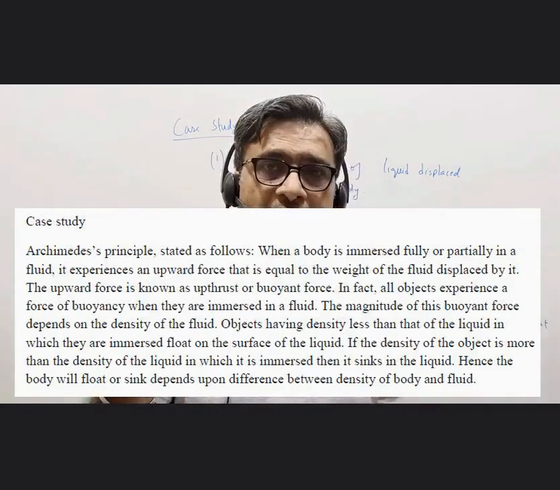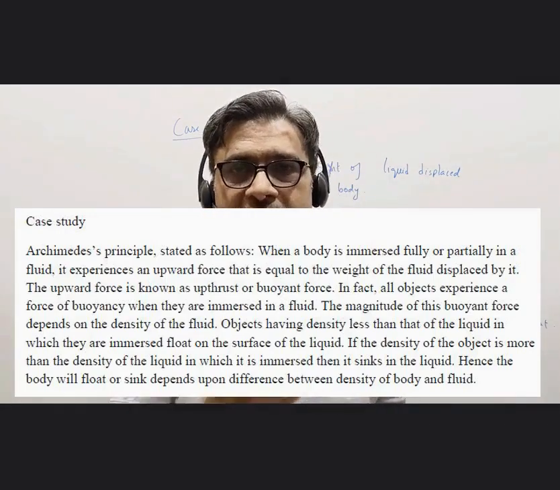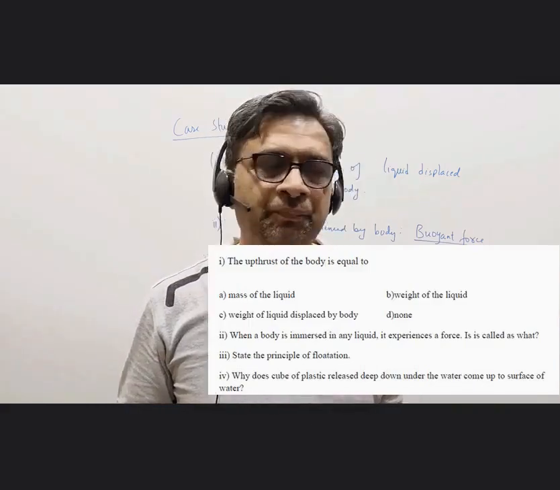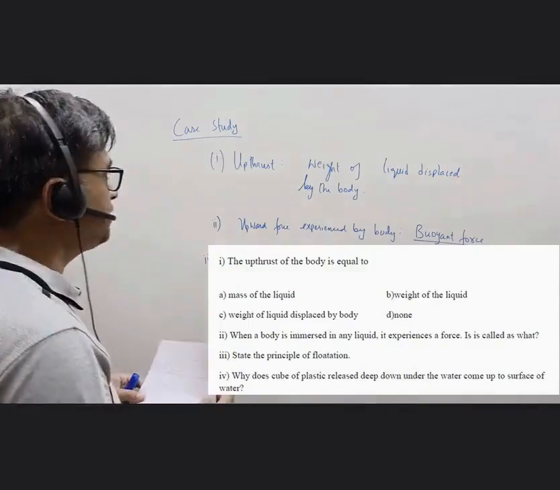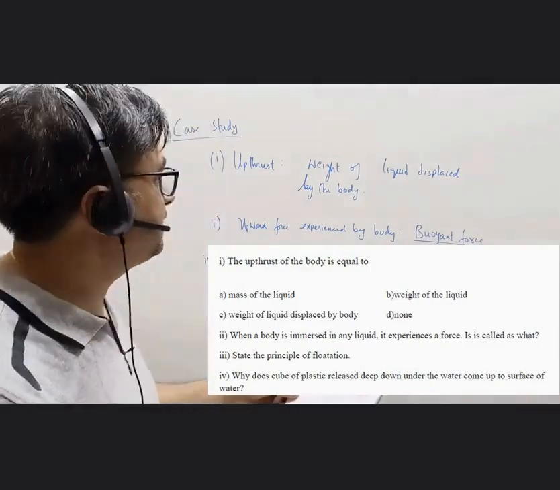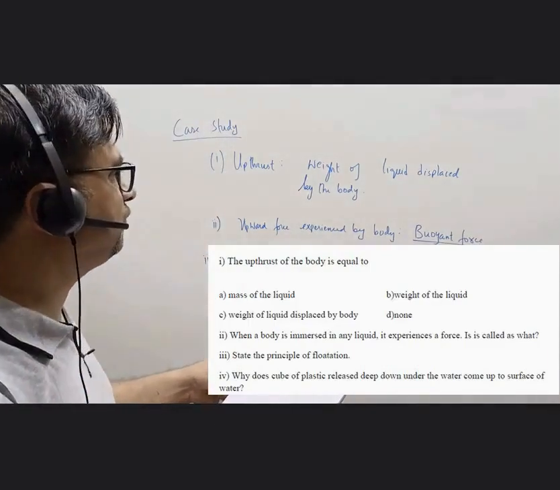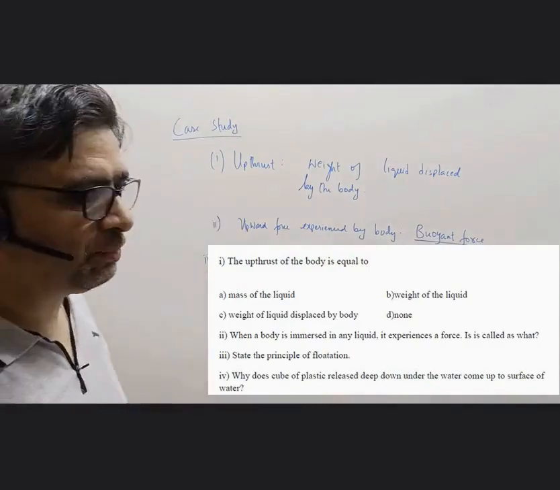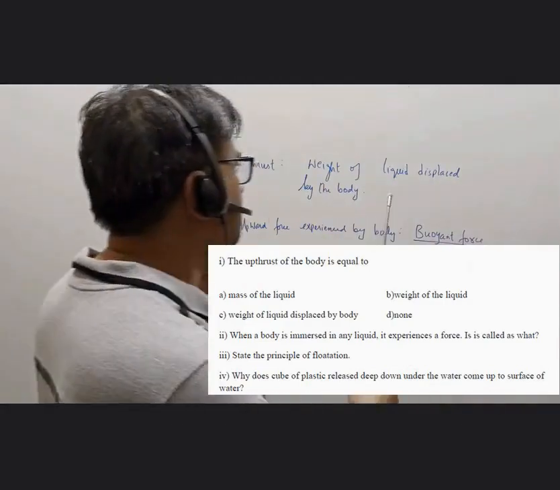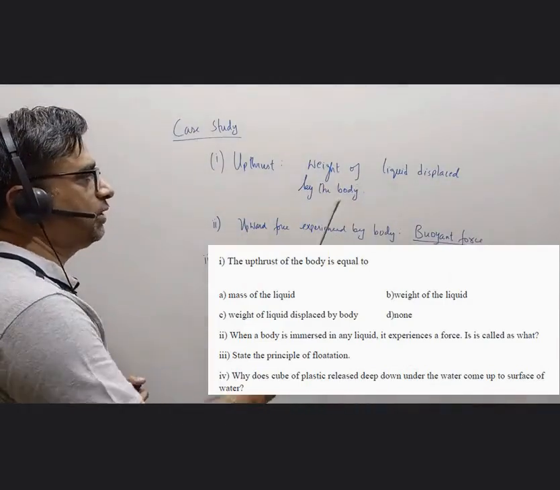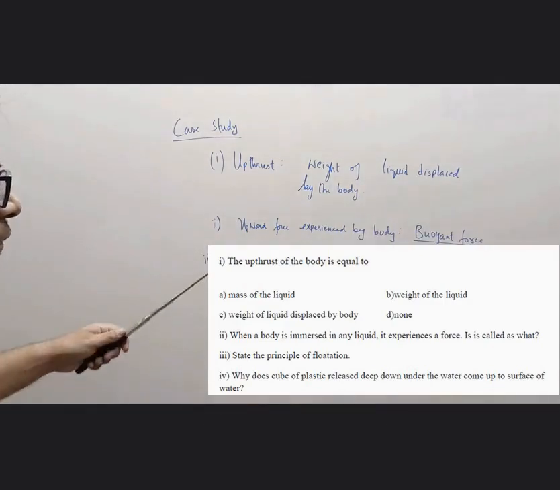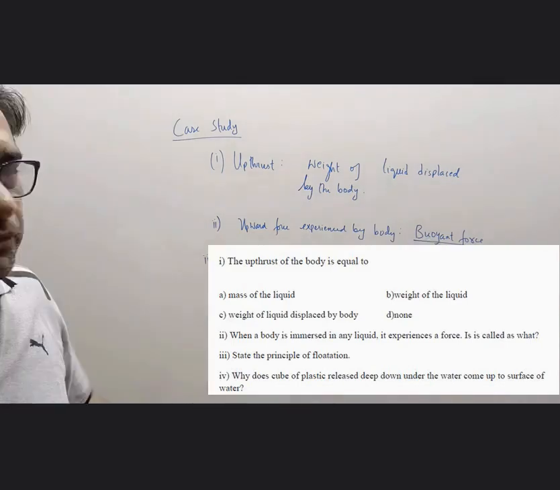Like the case study question, in this case, all questions that I see can be answered even without reading the case. So in this case, the first question, what is upthrust? And it's an MCQ. So upthrust is actually equal to the weight of the liquid displaced by the body. This is also called buoyant force, mind you. The buoyant force is what? It's equal to the weight of the liquid which is displaced by the body. In general, this is fluid. Now, what is that upward force called? It's buoyant force. We all know that.